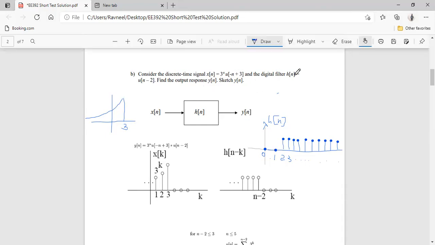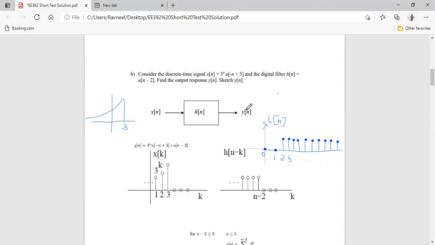For your h of n graph, it is u of n minus 2. It is a unit step graph, but shifted 2 units towards your right, towards the positive side of the axis, or you move the axis 2 units to your left side. So drawing u of n minus 2, you should be getting a graph of something like this, the graph drawn in blue.